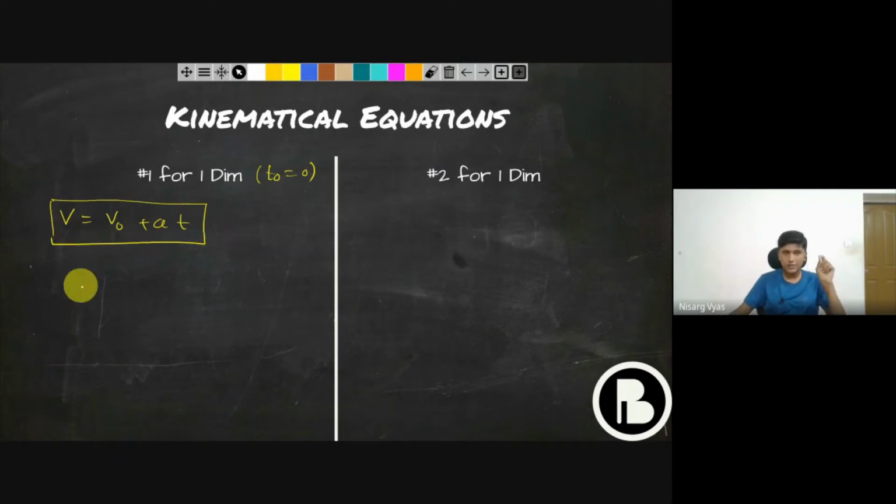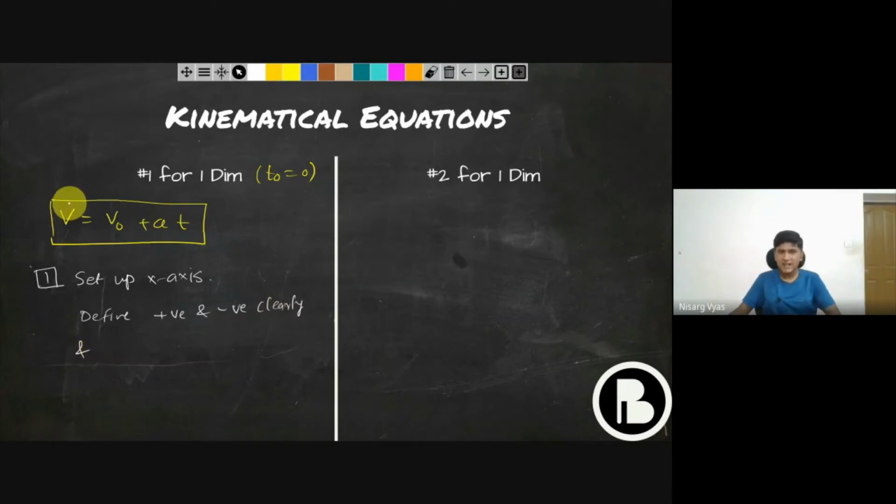Okay, it is v equal to v naught plus at, where you need to keep in mind this: the first step to use this equation is to set up the x-axis or any axis, y or z, whatever. For one dimension you need to set up one axis and then clearly define the positive side and the negative side of the axis. Since these are vector equations, not scalar equations, once you define the negative and positive sides clearly, use sign convention. This is the most important point.